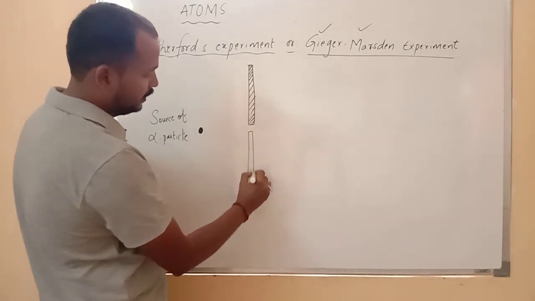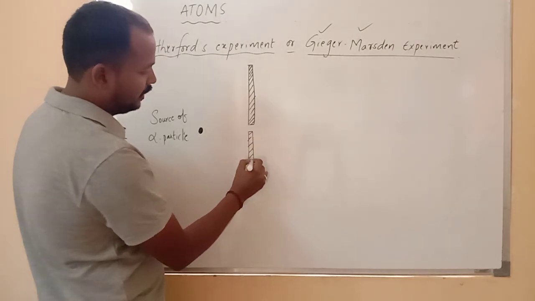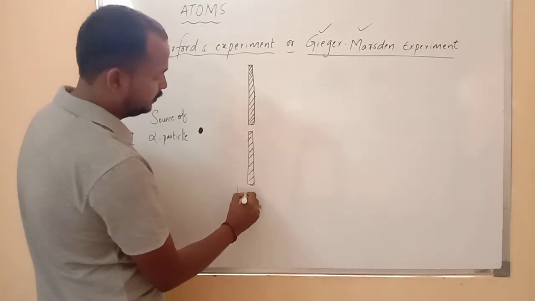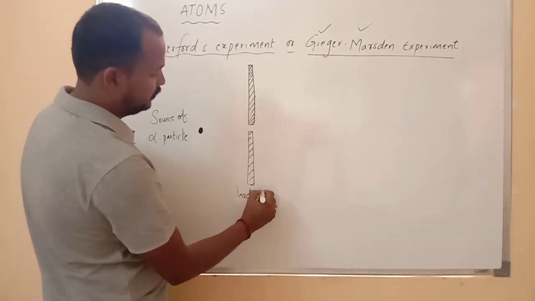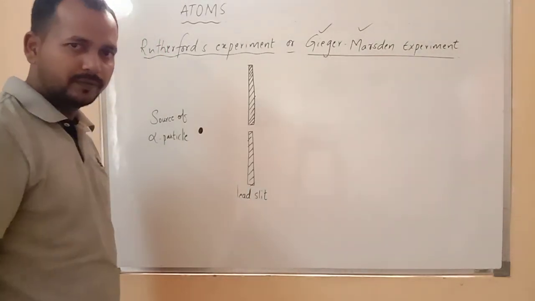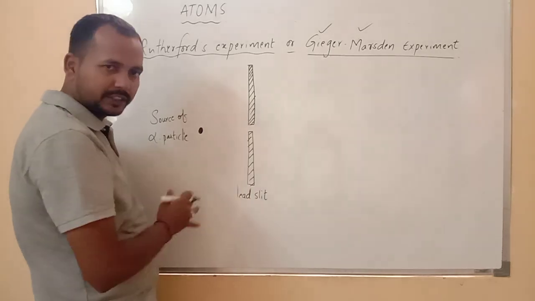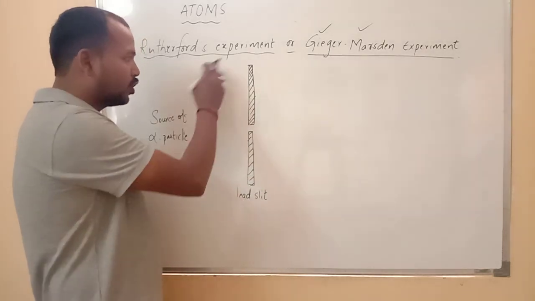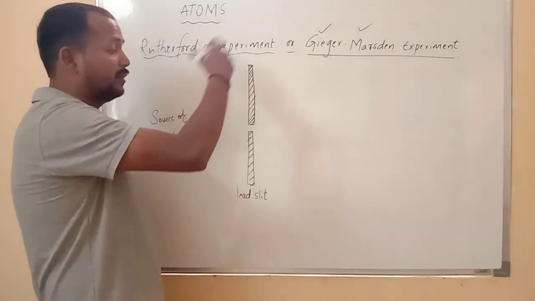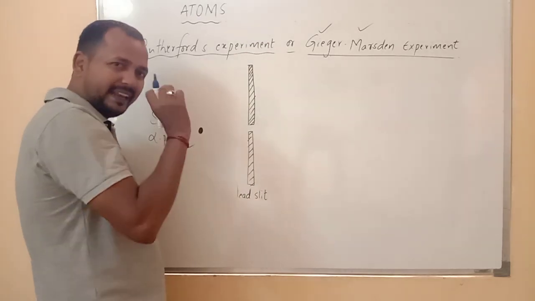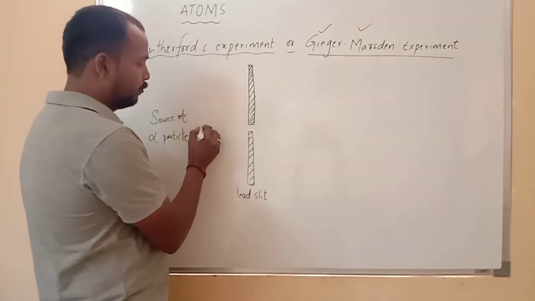This is a lead slit. Why is it used? Here the alpha particles will be emitted in all directions. This lead slit will absorb all the other alpha particles which are emitted, and it allows only a narrow beam of alpha particles.